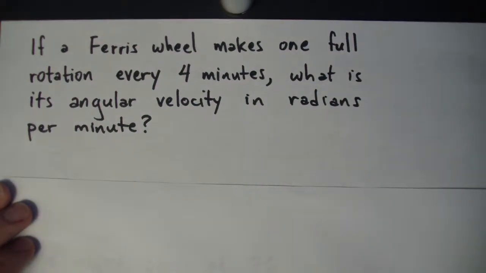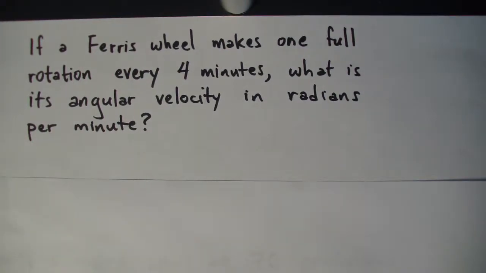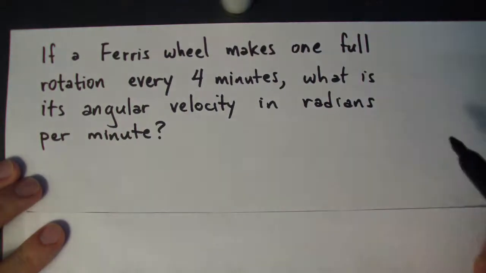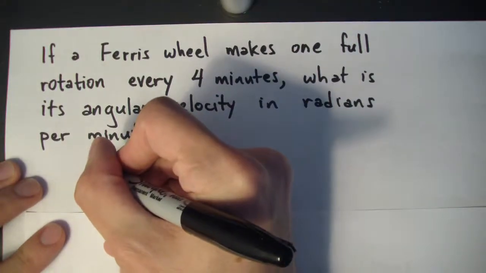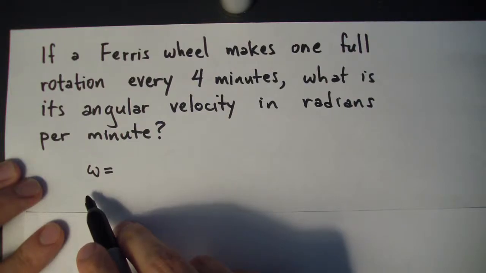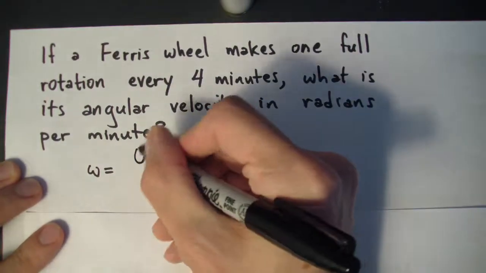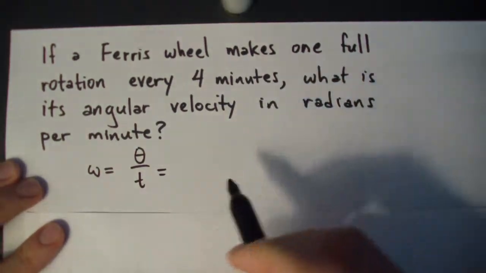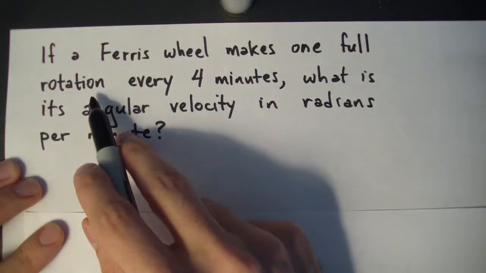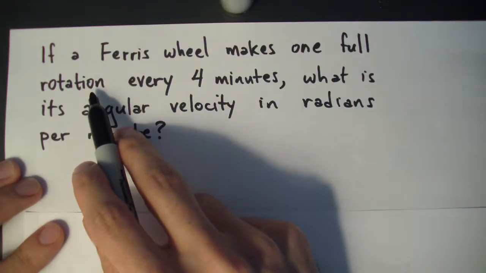If a Ferris wheel makes one full rotation every 4 minutes, what is its angular velocity in radians per minute? Let's just think about our formula, and then we'll see what we can do here. We have omega, the angular velocity. It should be the angle of rotation divided by time. Well, what is the angle of rotation? How much is one full rotation? That's how much of an angle it goes through every 4 minutes.